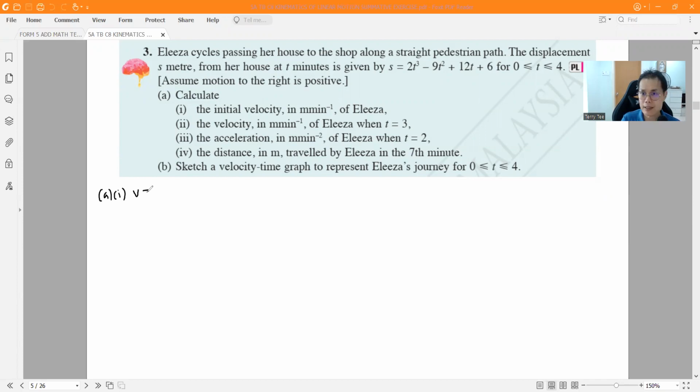Okay, again, to find velocity from displacement, we have to differentiate. When you differentiate, this will be 6t squared minus 18t plus 12. 3 times 2 is 6. Copy t, reduce the power by 1. I hope you guys are okay with differentiation. It's not too difficult, right? Differentiate 9t squared, minus 18t. Differentiate 12t, you get 12. Differentiate 6, you get 0.